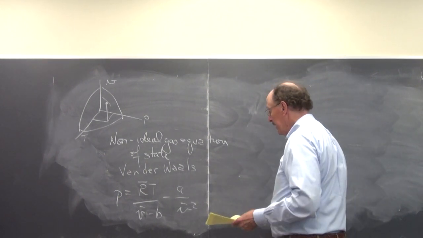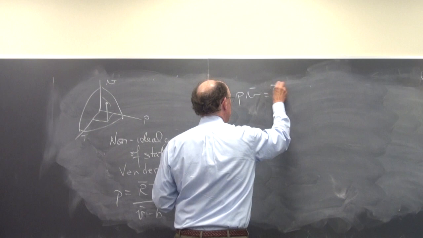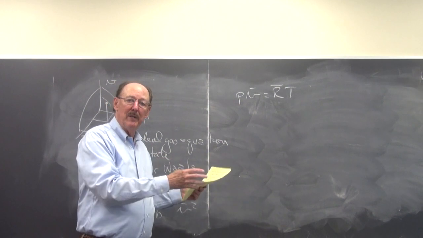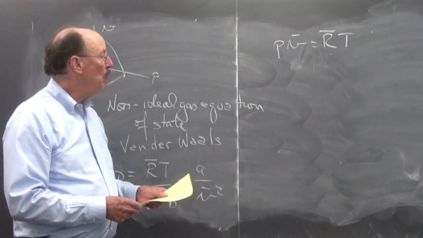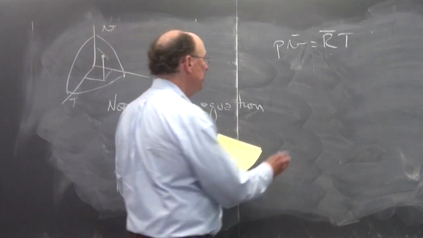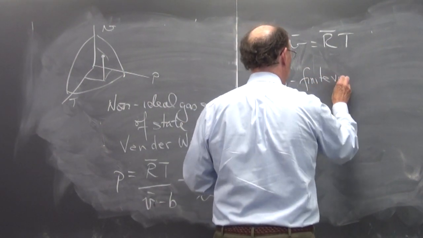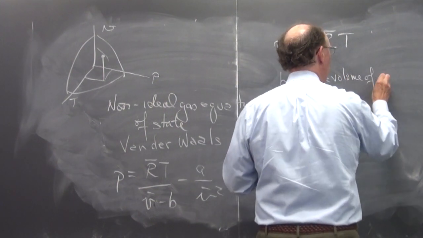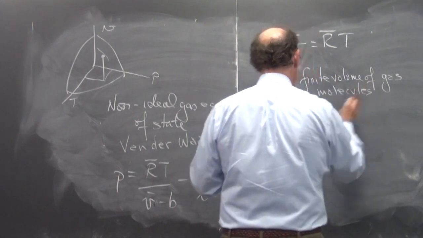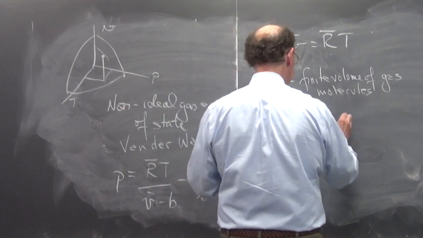So if I'm looking at P V bar, it is equal to R bar T. Basically, it's the ideal gas law that we're using on a mole basis. And so what do these terms mean? B accounts for the finite volume of gas molecules. And A over V bar squared accounts for the intermolecular forces.